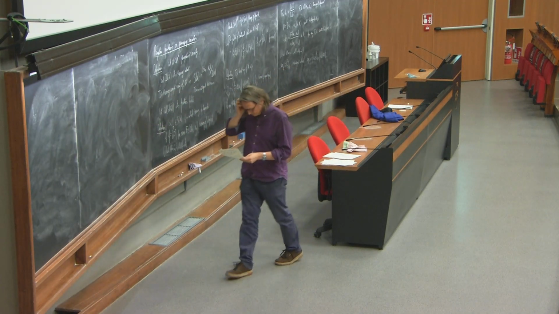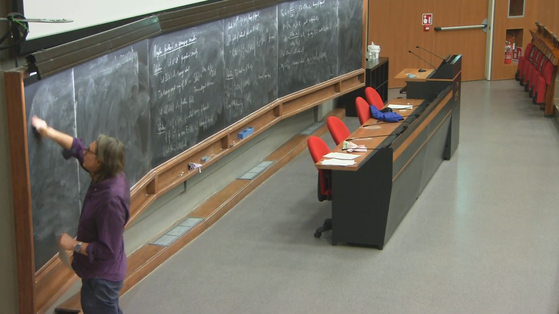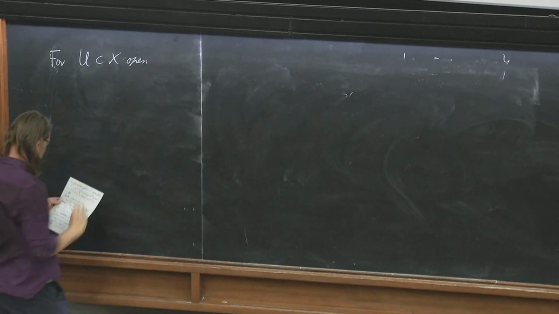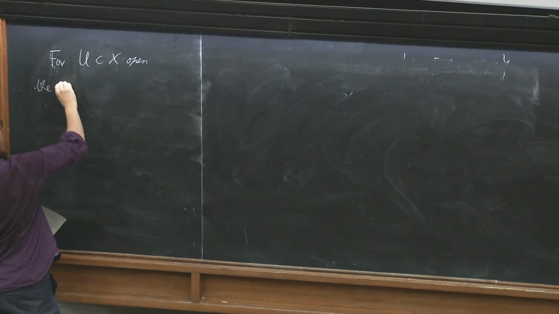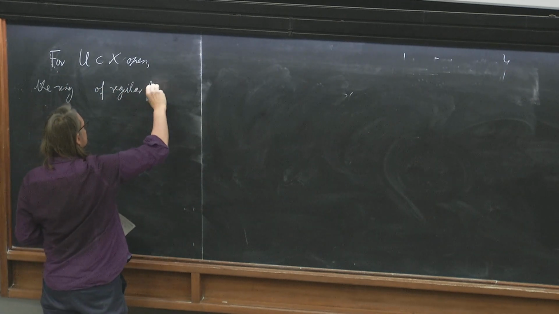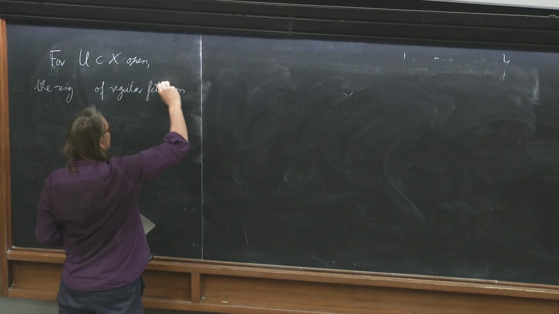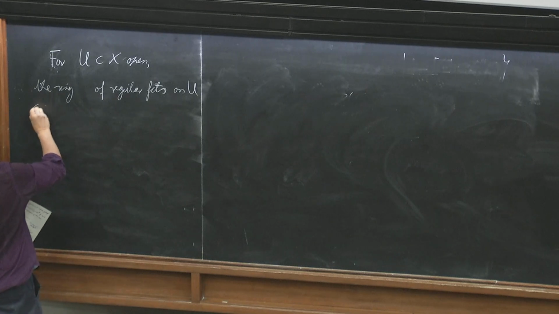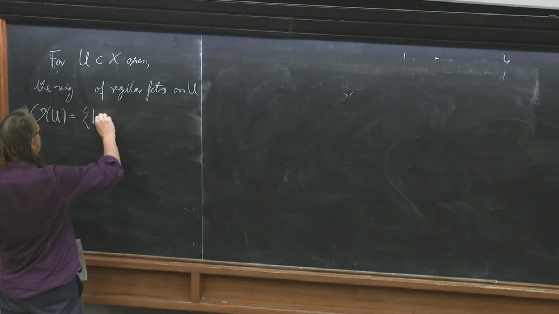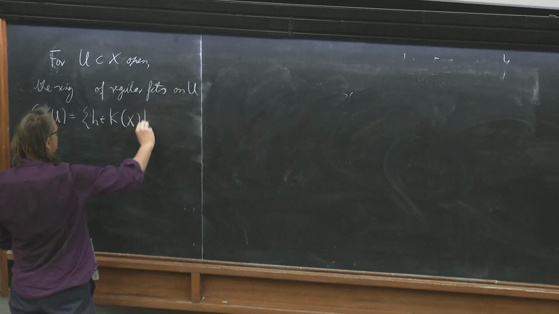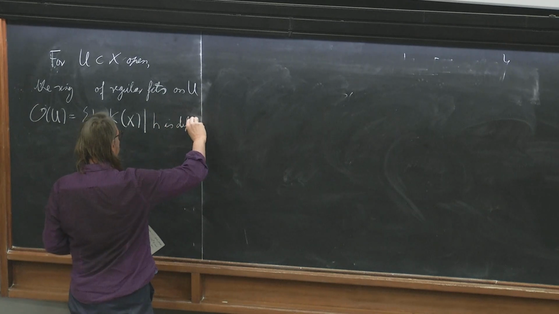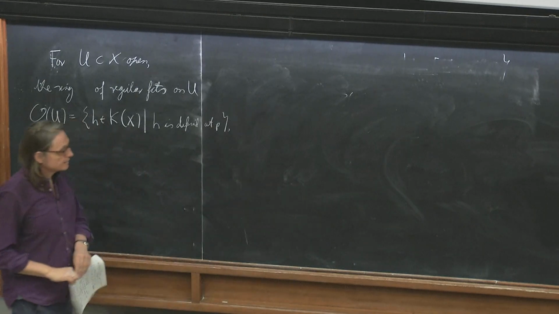Functions. So for U in X open, the ring of regular functions on U, again denoted by O(U), is the set of all h in K(X) such that h is defined at P, for all P in U.